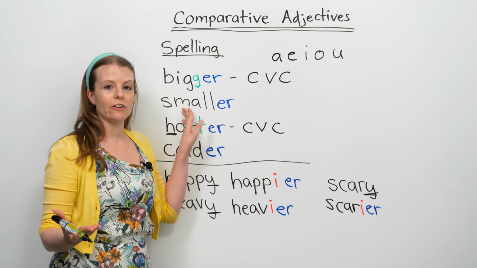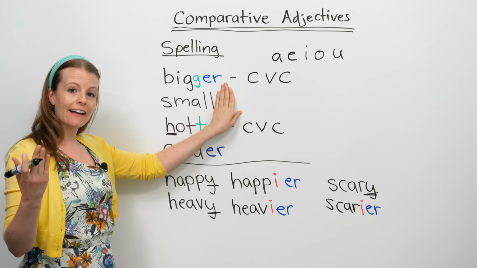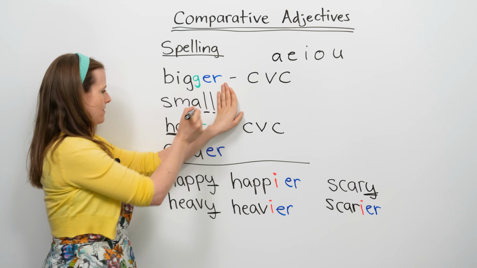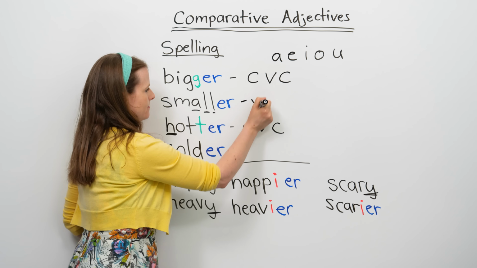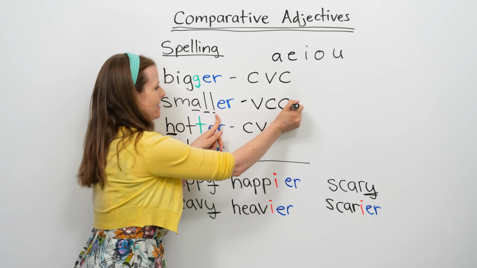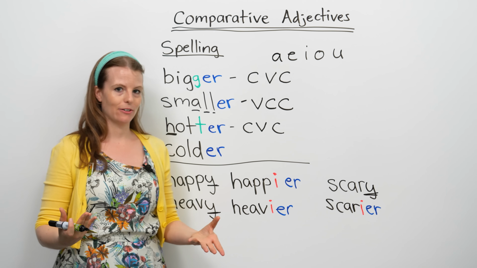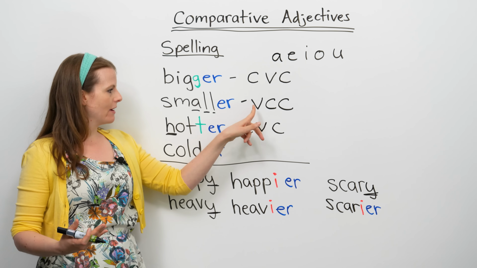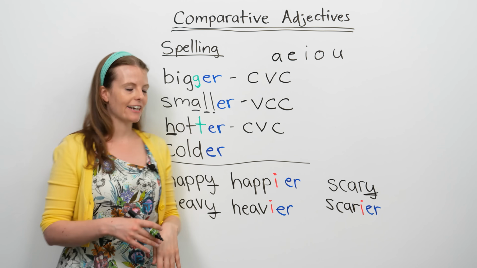Okay, so now let's think about smaller. In this case, if you look at the word small, the last 3 sounds, you get a vowel, and then you get a consonant, which is the L, and you have another consonant, which is the L. So in this case, we don't need to add another letter, okay? Unlike with bigger and hotter, because we have a vowel, a consonant, and a consonant, we don't need to do anything. Let's look at another example.